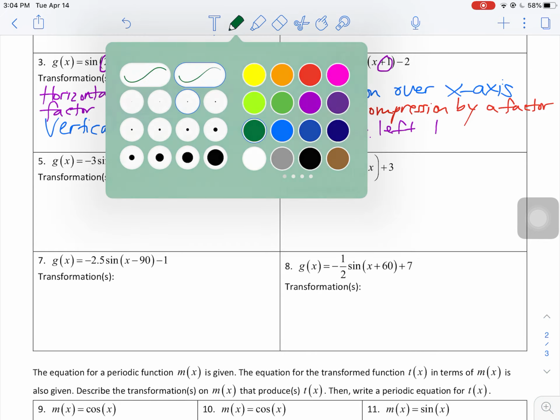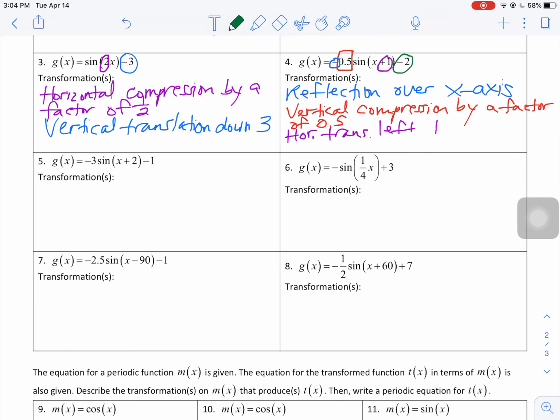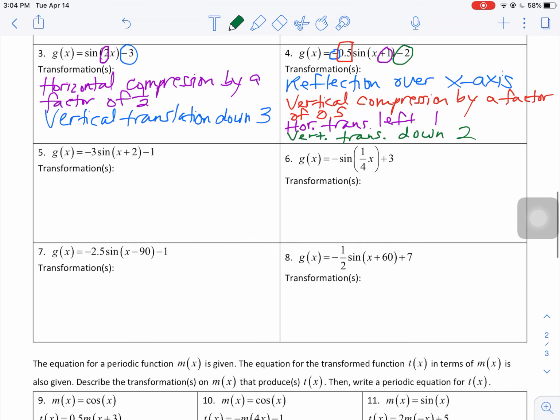And then that last one, since it's not in the parentheses, that's a vertical. I'm going to abbreviate vertical, and then translation, I'm going to abbreviate that as well. And then down 2. Pause the video and try 5 and 6.